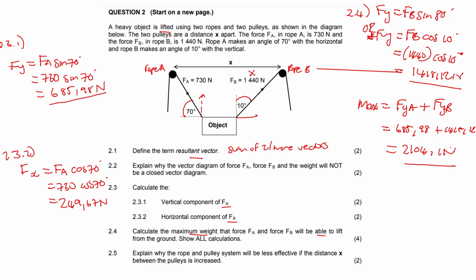Last question. Explain why the rope and pulley system will be less effective if the distance x between the pulleys is increased. Because if the distance increases, the vertical components of the applied forces will decrease, and thus the system will not be able to pick up the weight of that object.